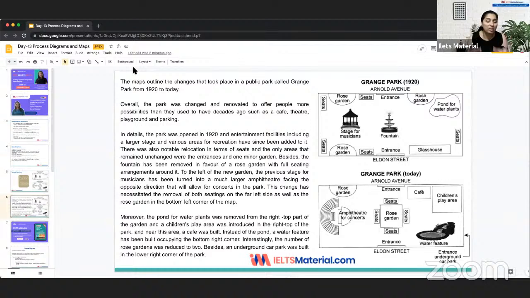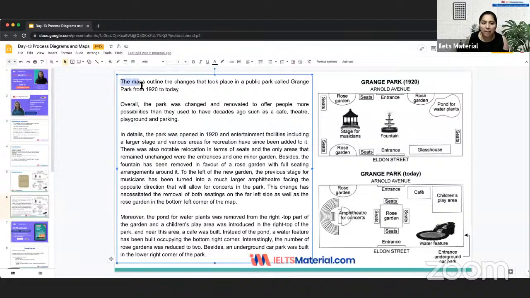You should start with a subject, a proper subject. So the subject is always a noun. When you see here, the map is called a noun. It is a noun. Okay, yes, that's really good.